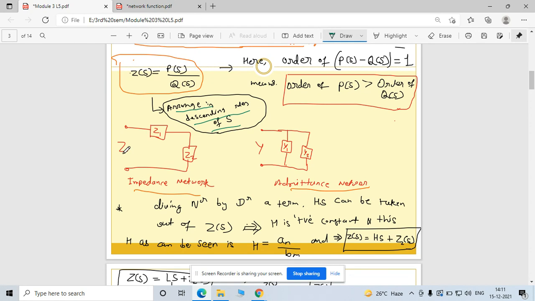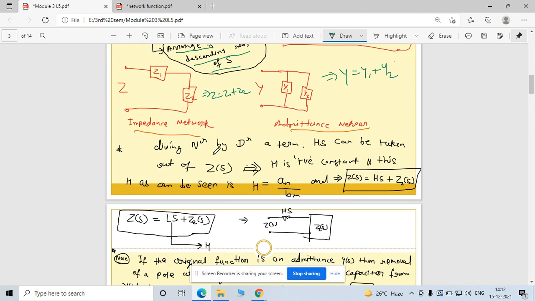Any circuit you can represent with this format. This is your total impedance, and total impedance is nothing but the series combination of these two impedances, right? And similarly for the admittance circuit, this is a parallel combination of these. Then only you can add y is equal to y1 plus y2, right? And here z is equal to z1 plus z2. So now, what is the process here?